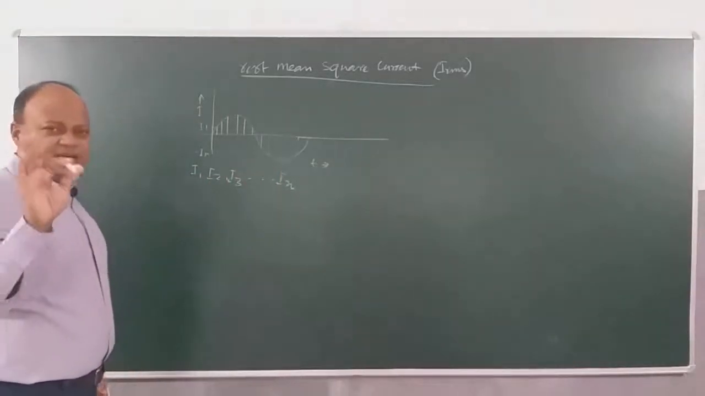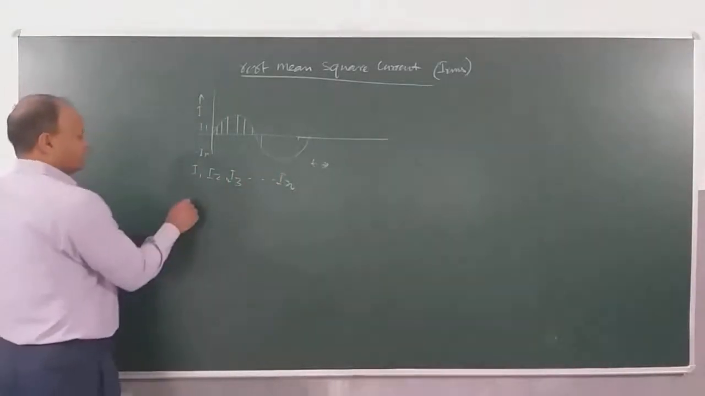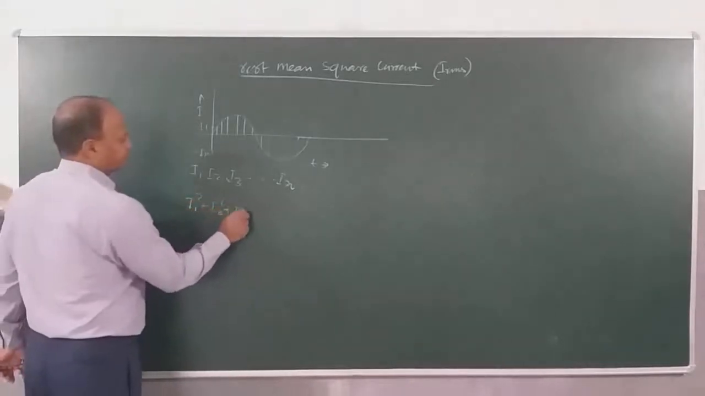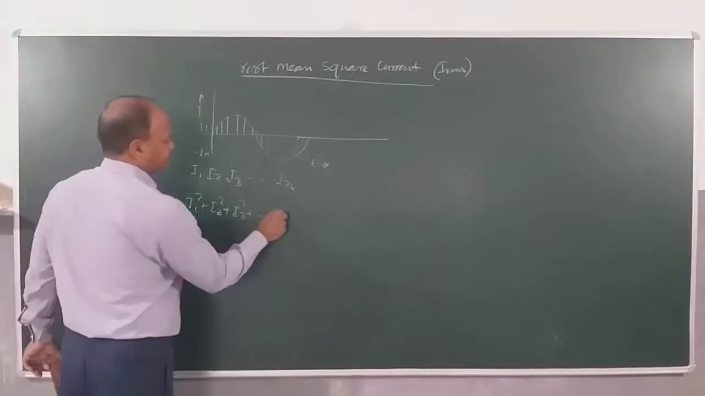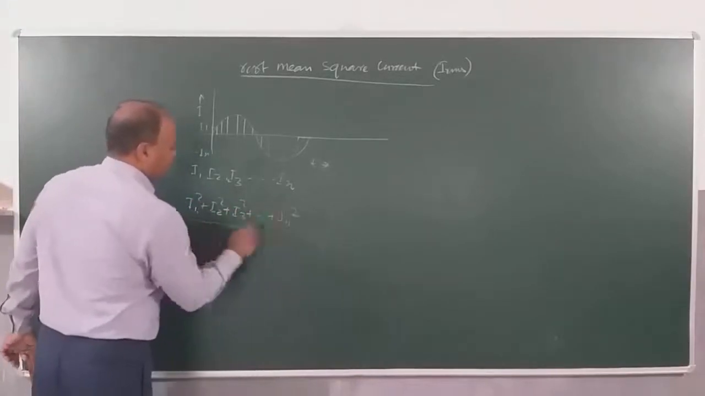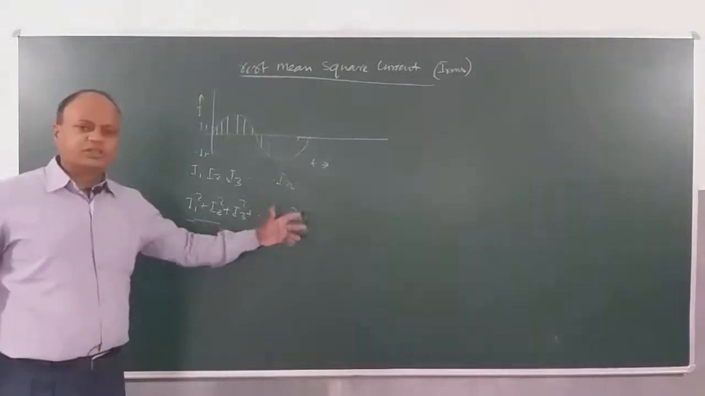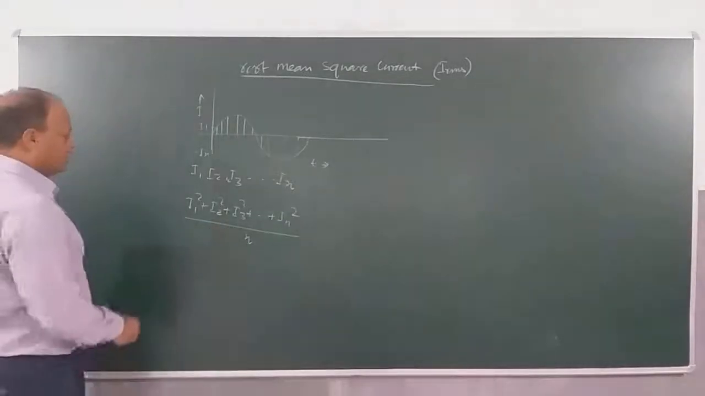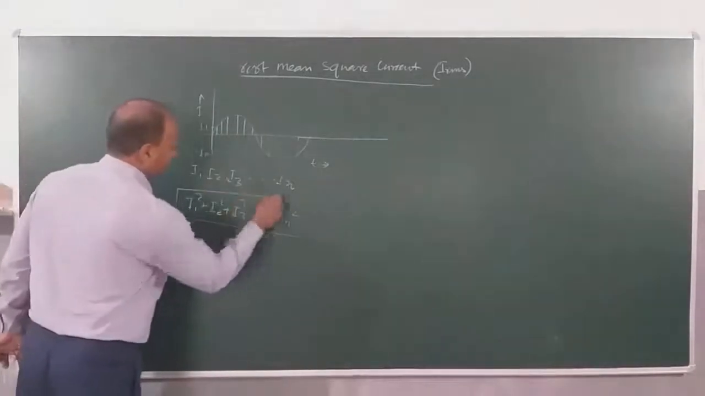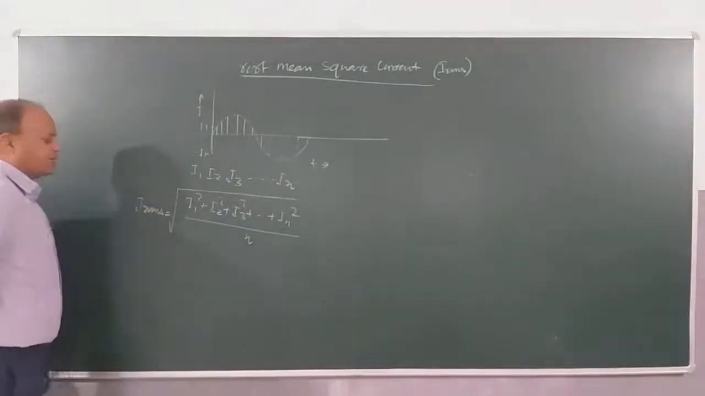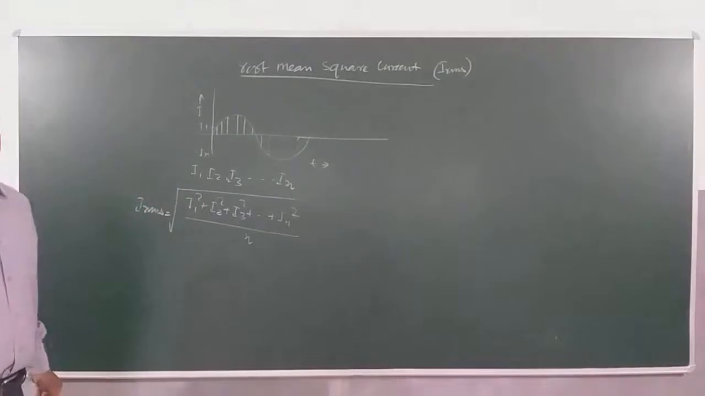Suppose I take n values and I square them, and divide by n. So this becomes the mean of all the squares, and then I take a square root. This current is called I RMS, or RMS current. Clear?